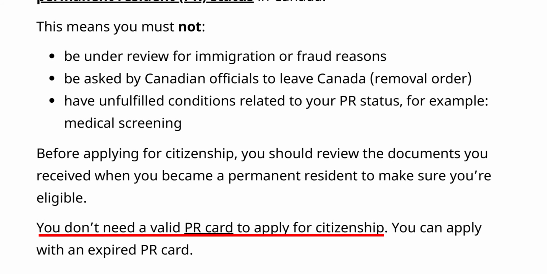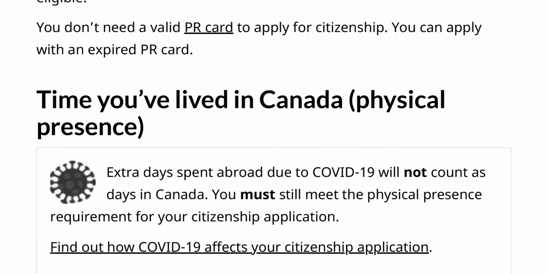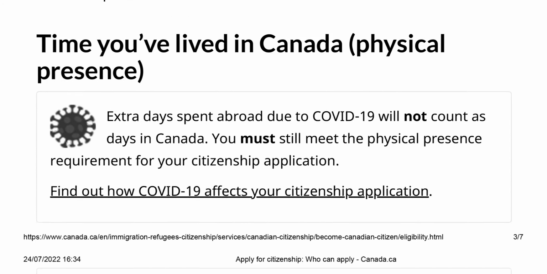Even if your PR is expired, you can still apply for citizenship. If you have served in or with the Canadian Armed Forces, you might be able to apply through a fast-track process.